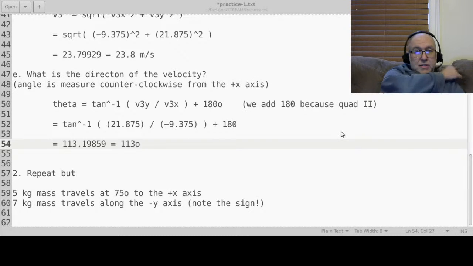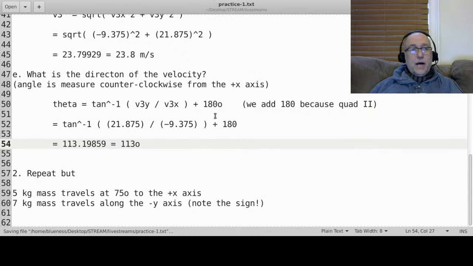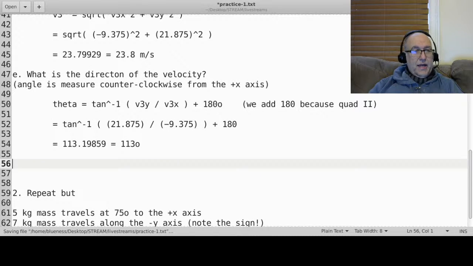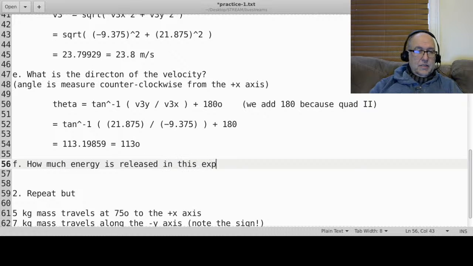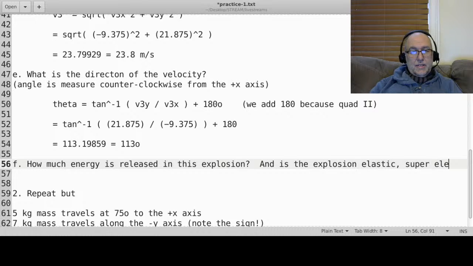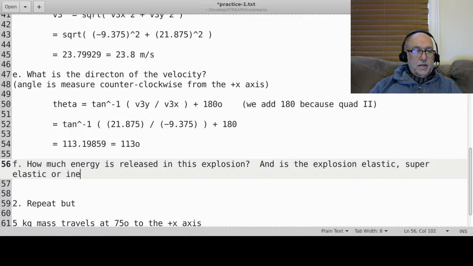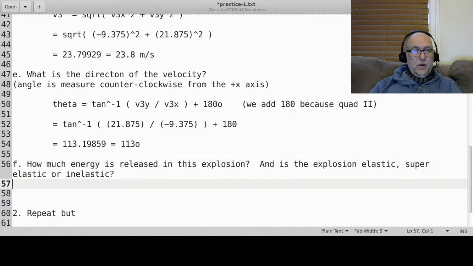There's one more thing we should do with this, and that is energy. I didn't ask that question, but I'll add it right now. F: How much energy is released in this explosion? And is the explosion elastic, super elastic, or inelastic? Inelastic. There we go.